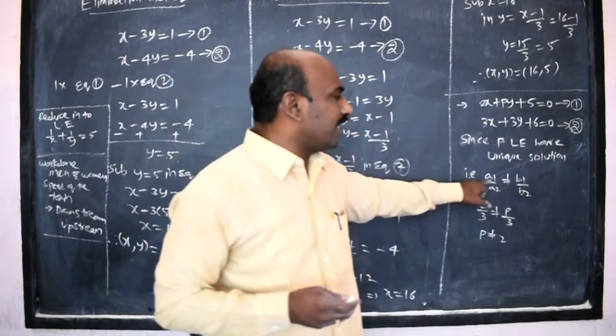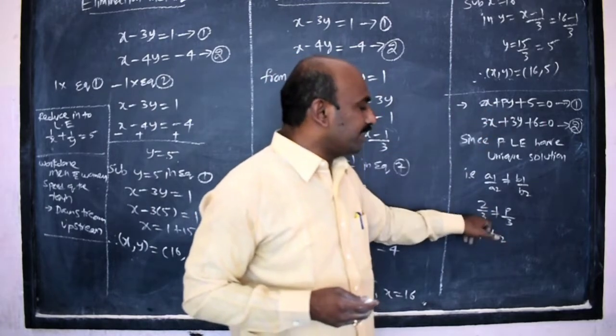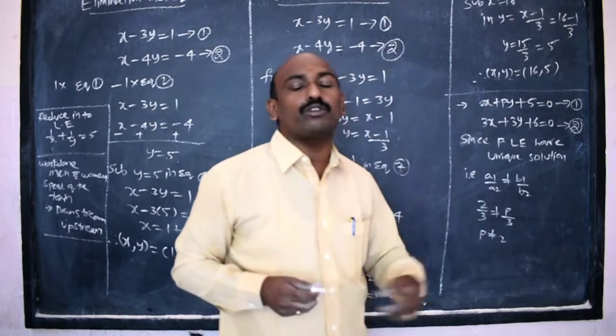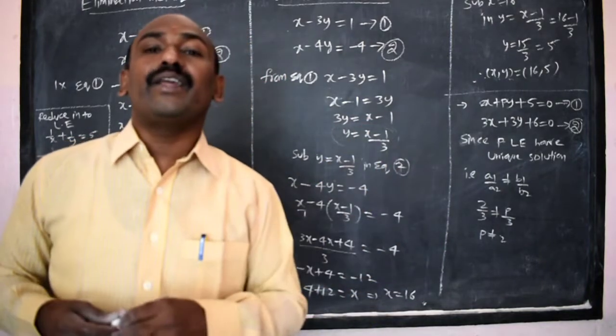If you take a1 by a2 not equal to b1 by b2, a1 by a2 is 2 by 3 not equal to p by 3, the 3 will get cancelled, p not equal to 2. Therefore we can conclude that for p not equal to 2, the pair of lines has a unique solution.